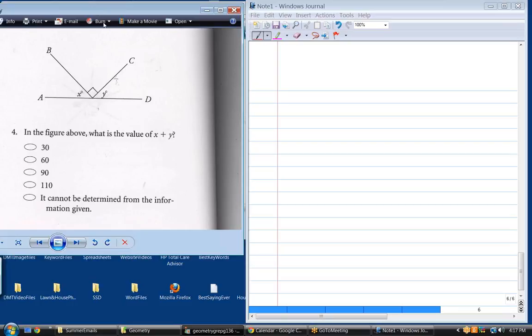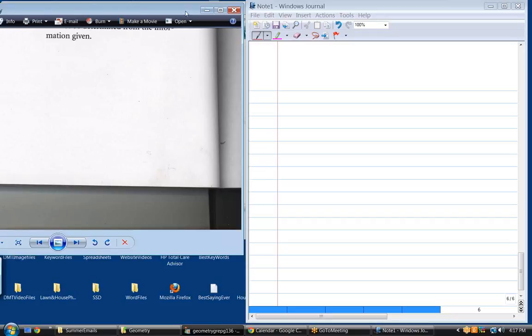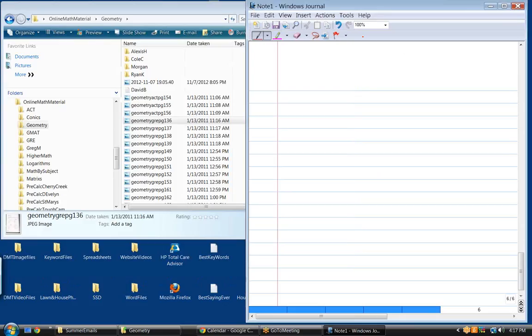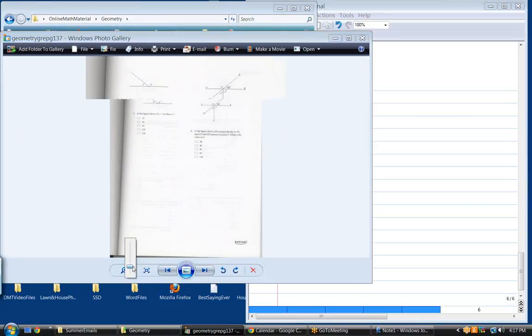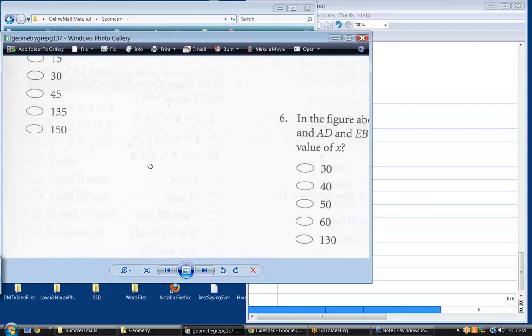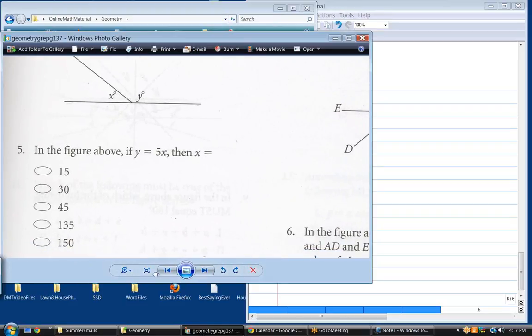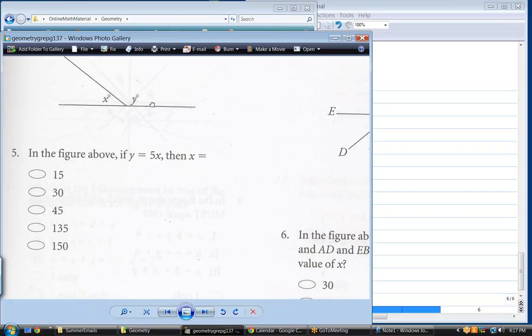What's the value of x and y here? X plus y. 90. Good. I wondered why we were starting in such advanced geometry. I meant to start you here. I just wasn't paying enough attention.